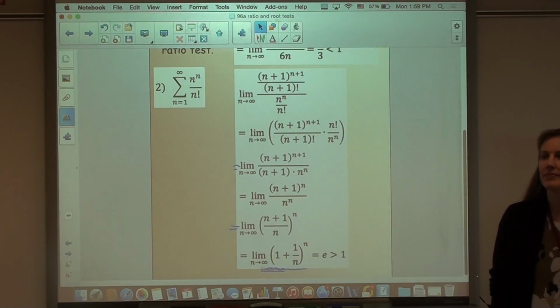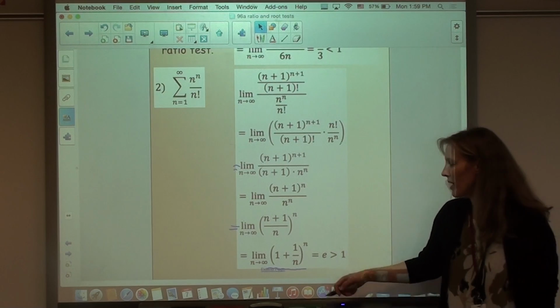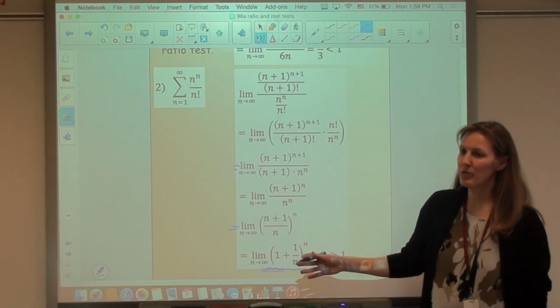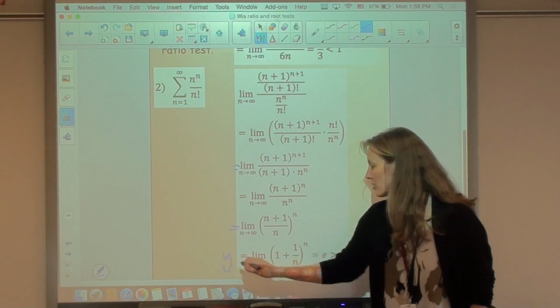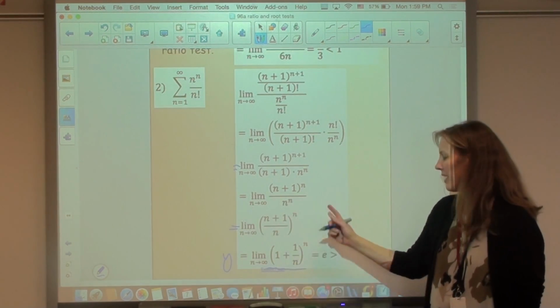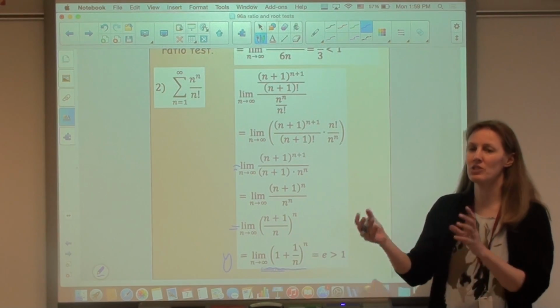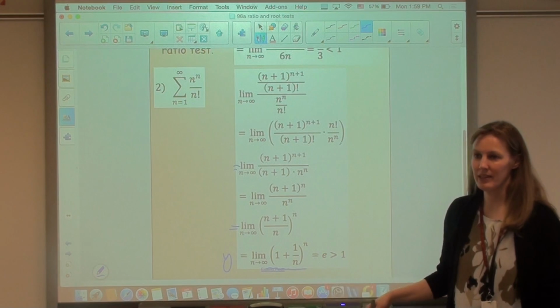Yes. Why does 1 plus 1 over n to the n equal e? I'm not going to work the whole thing right now, but if you remember from last chapter, what we did was we set it equal to something like y and then take the log of both sides, right? Put the n out front and then do a whole bunch of finagling with L'Hopital, right? Yeah, that's how you get the e.